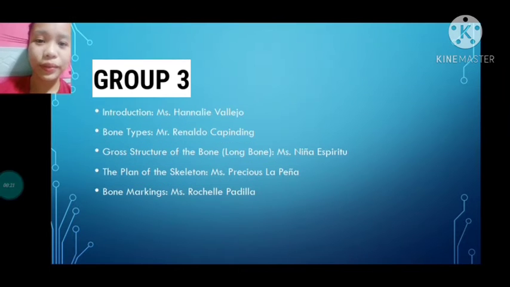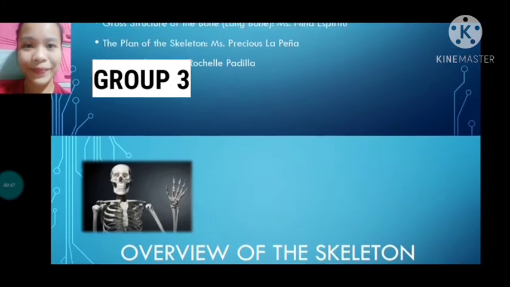And we will be reporting about the overview of the skeleton. For the introduction, it will be me, Miss Hanali Vallejo. For the bone types, it will be discussed by Mr. Ronaldo Capinding. For the gross structure of the bone, it will be Miss Nina Espiritu. The plan of the skeleton, Miss Precious La Peña. And for the bone markings, it will be discussed by Miss Rochelle Padilla.